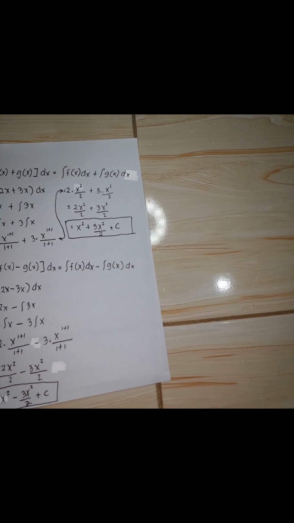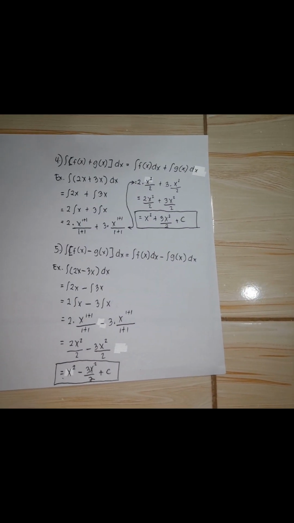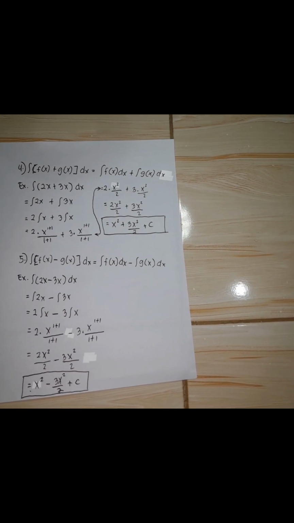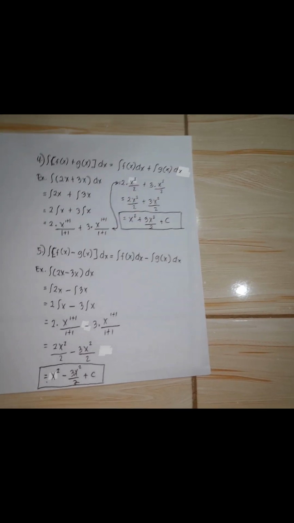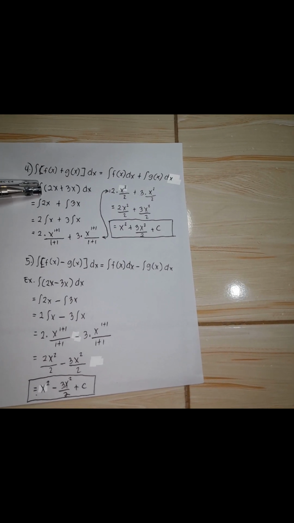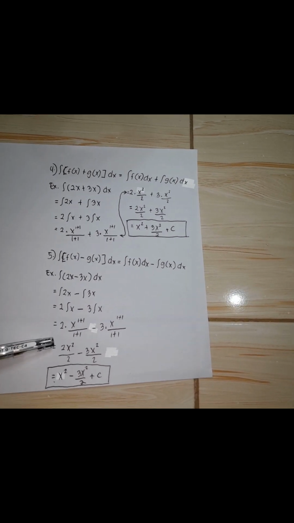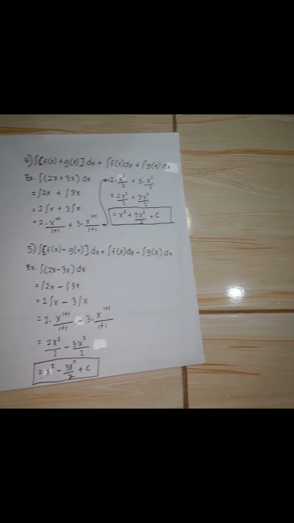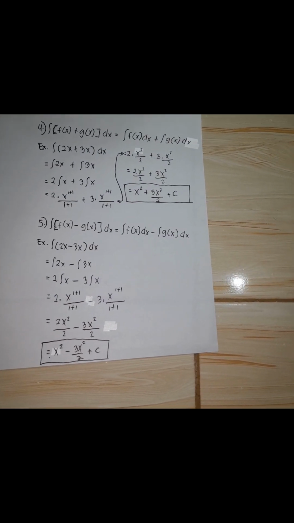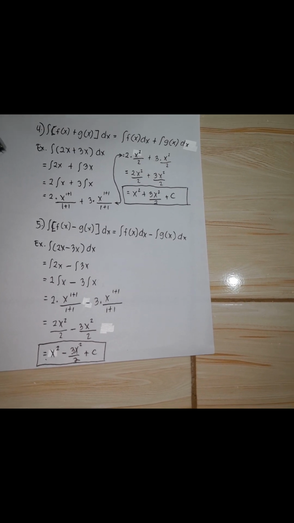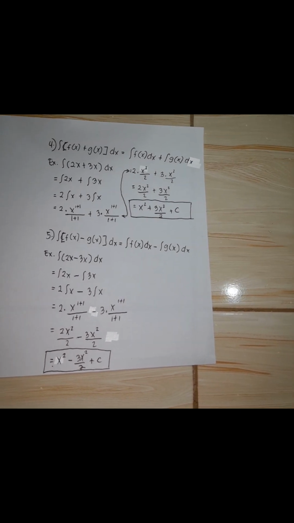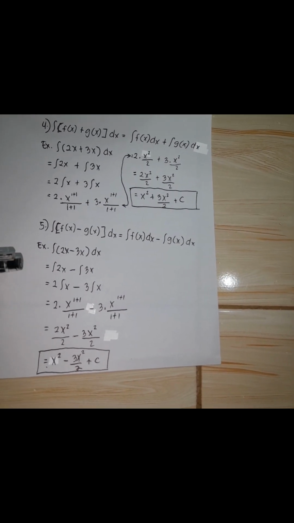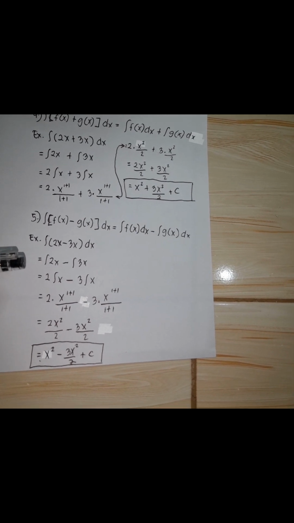So number 5 is the same as number 4, but with subtraction. In number 4 we use addition; in number 5, we use subtraction. We will use the same example but with a different operation. So for example, the integral of 2x, instead of plus, we will use subtraction, which is minus 3x dx. So the integral of 2x minus the integral of 3x.